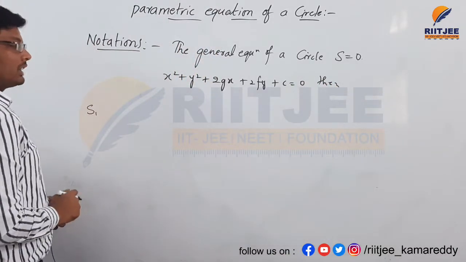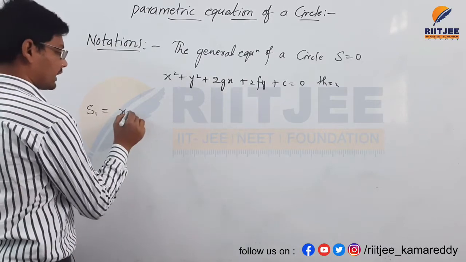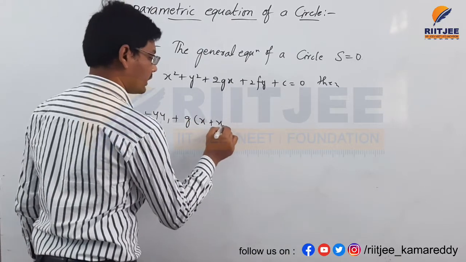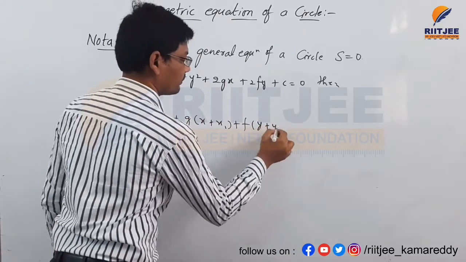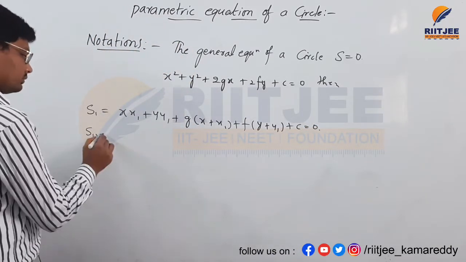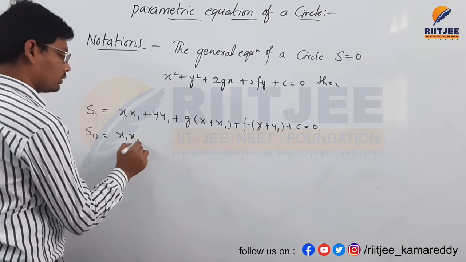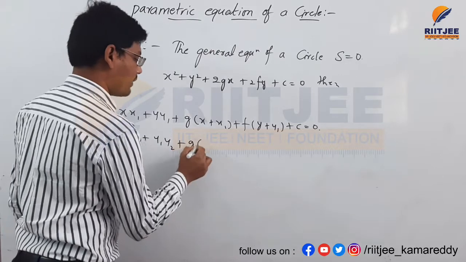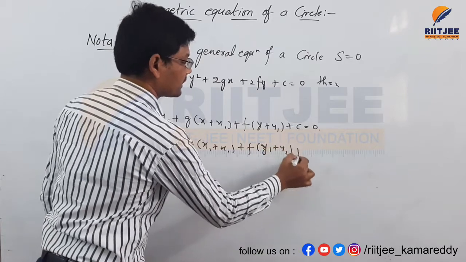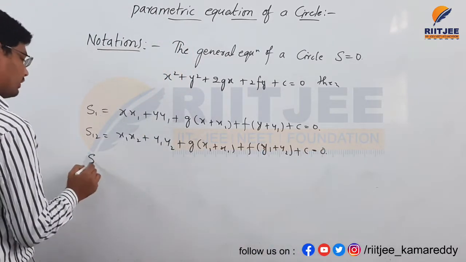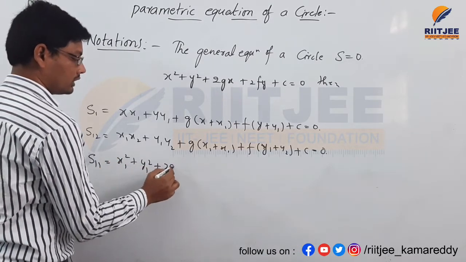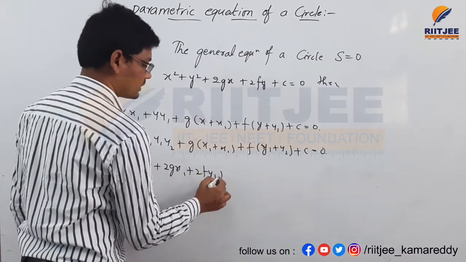Then S1 will become x1 square plus y1 square plus g into (x plus x1) plus f into (y plus y1) plus c is equal to 0, and S12 will become x1 x2 plus y1 y2 plus g of (x1 plus x2) plus f of (y1 plus y2) plus c is equal to 0, and S11 is x1 whole square plus y1 whole square plus 2gx1 plus 2fy1 plus c is equal to 0.